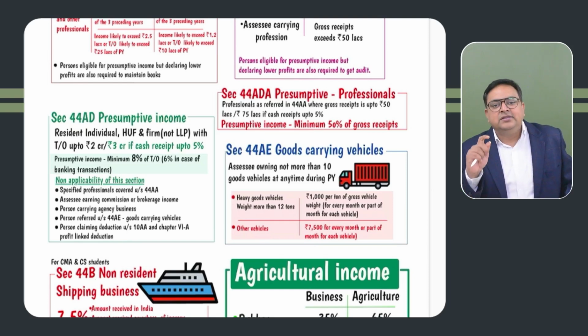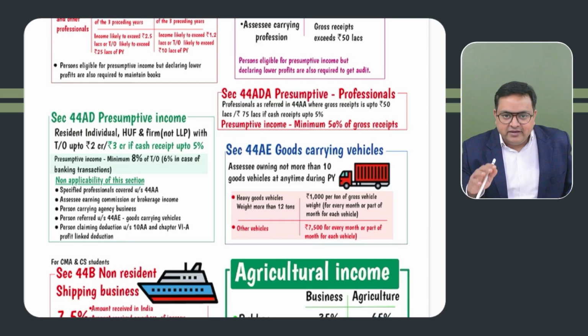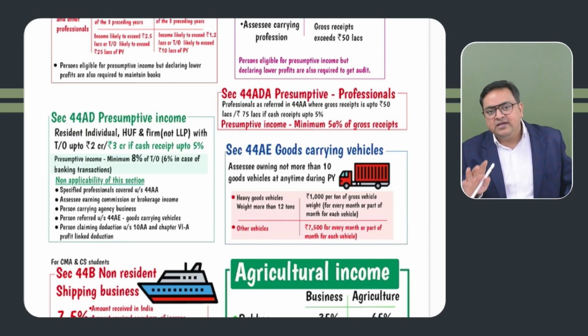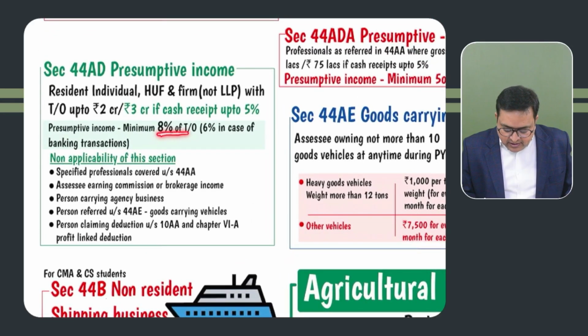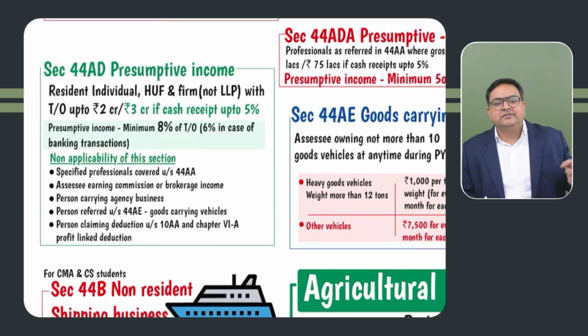But if the turnover is received through banking mode up to the due date of ROI, we will be taking 6%. So please remember 6% or 8%, right? So their presumptive income would be 8% of the turnover, but 6% in case of banking transactions if the turnover is received up to the due date of ROI, right?